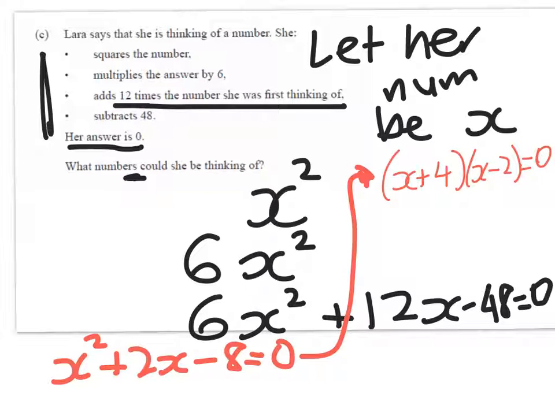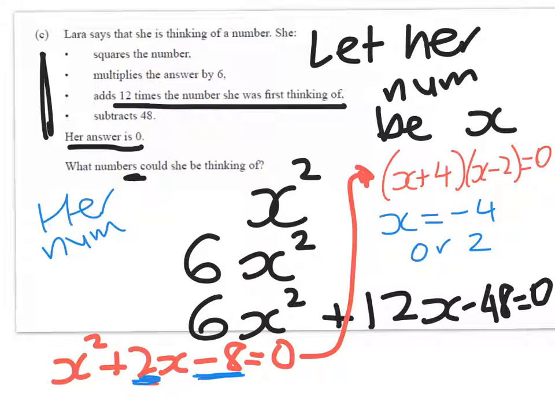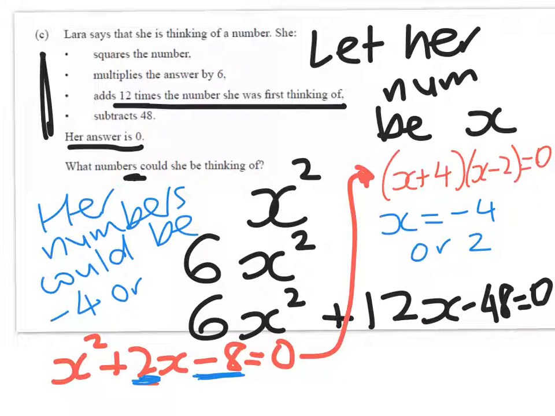Right, I need two numbers that multiply to give me -8 and have a difference of 2. So my numbers are -4 or 2. So her numbers could be -4 or 2.